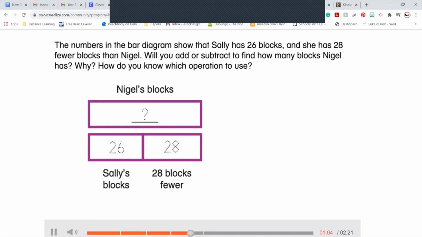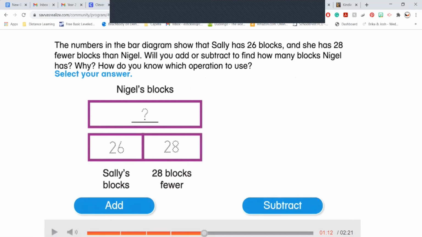Will you add or subtract to find how many blocks Nigel has? Why? How do you know which operation to use? Select your answer. I'm going to choose addition because I know my two parts, but I need to find my total. So to find a total, I'm going to add my parts together. I'm going to add 26 plus 28.